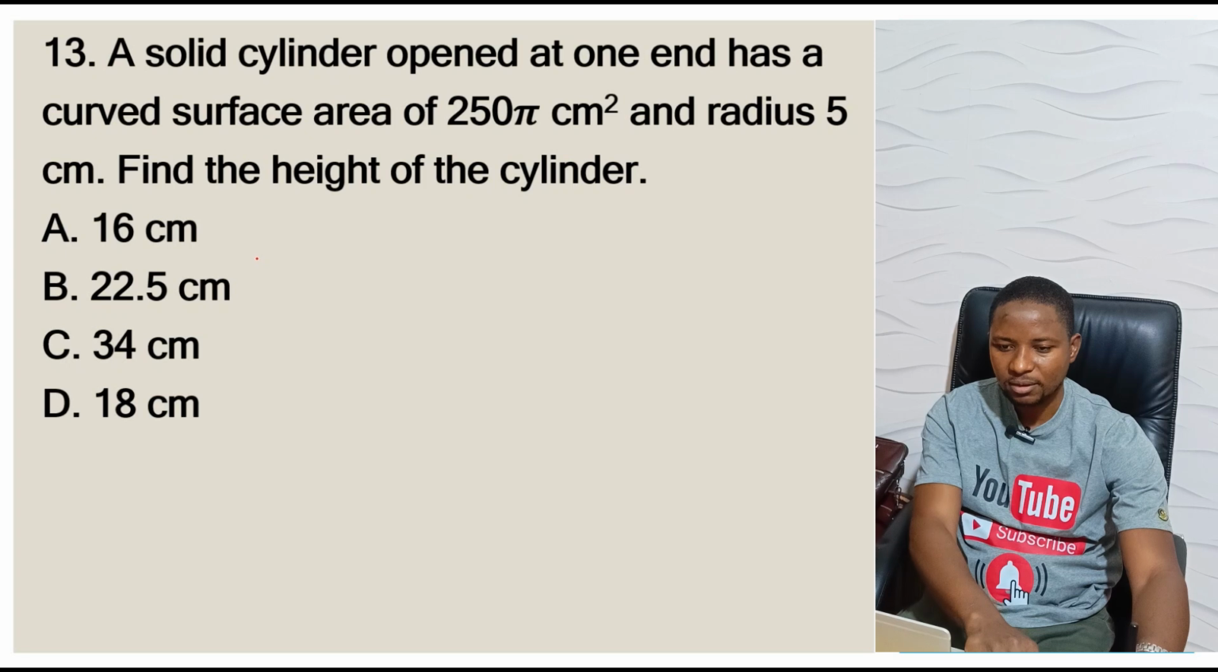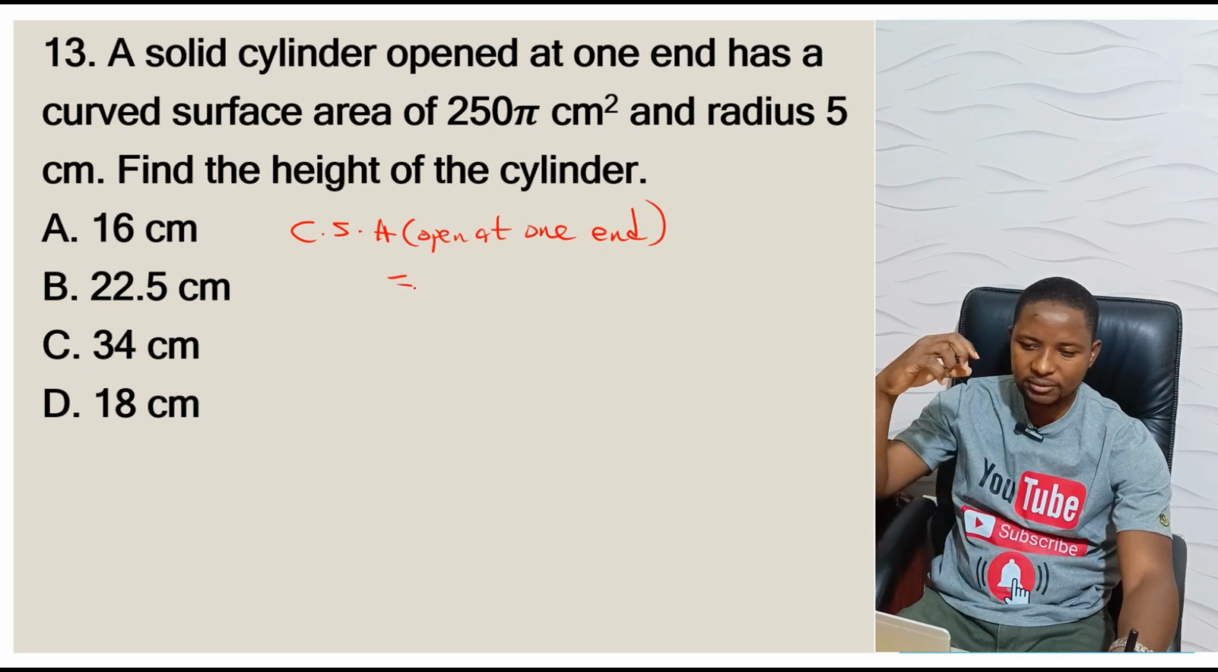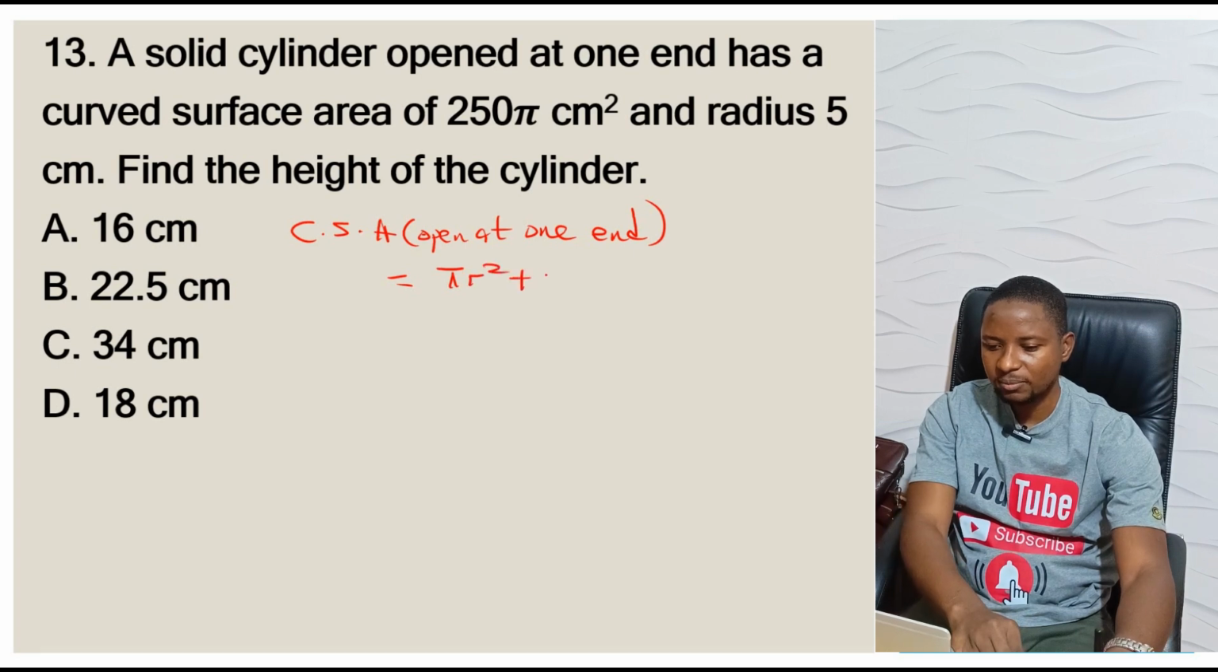Moving on to question 13. A solid cylinder open at one end. So this time around, open at one end has a curved surface area. So if it is open at one end, then earlier I said at the top pi r squared, at the bottom pi r squared. So let's assume the top is open. So it will now be pi r squared at the bottom. Then the curved surface area still remains 2 pi r h.